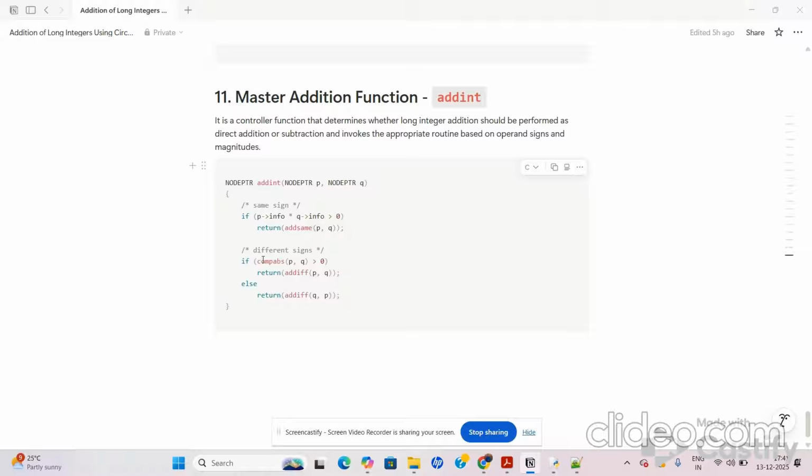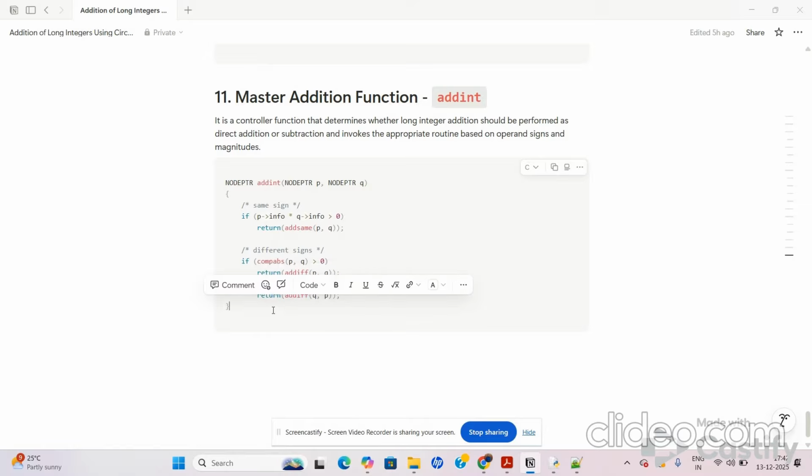So you see, you're comparing p and q. Let's say p turns out to be the larger value, so you call the addiff function with p and q, that means q is subtracted from p. Otherwise, the addiff function is called with q and p as parameters, meaning that p is subtracted from q.